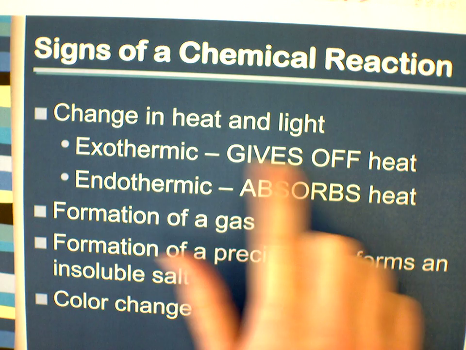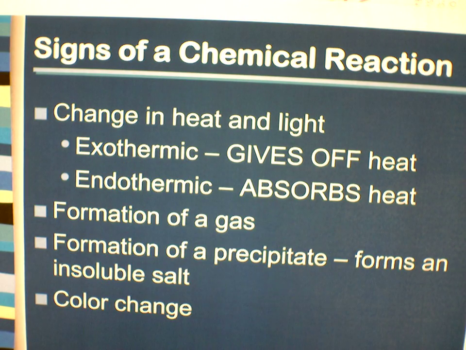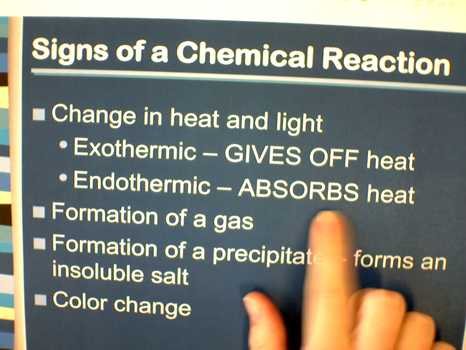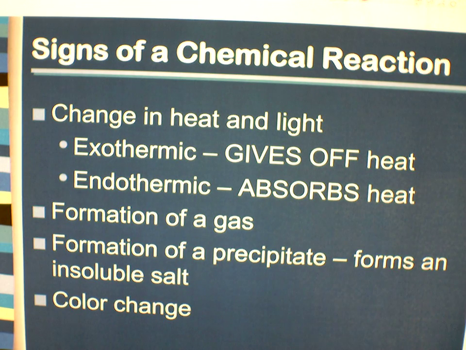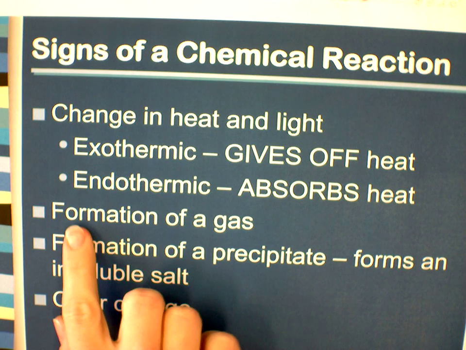If it gives off heat, it's considered exothermic. Exo means outward, therm is heat, so it gives off that heat. Endothermic is it absorbs heat, so it's going to feel cold if it's endothermic. There are some reactions that when you mix the two substances together, they get cold. Sometimes they get hot. Okay? So that change in heat or light is definitely a chemical change going on.